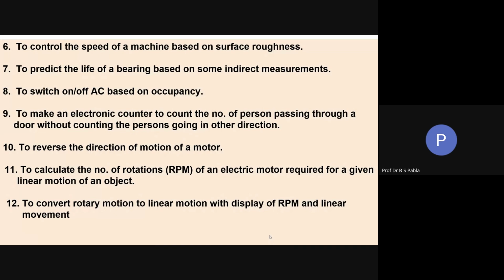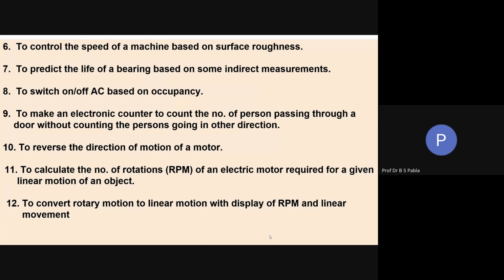To calculate the number of rotations of an electric motor required for a given linear motion. I want something like a rack and pinion arrangement. How many rotations, or for how much time, should a motor rotate at what RPM so that my slide reaches the required position. To convert rotary motion to linear motion with display of RPM and linear movement.